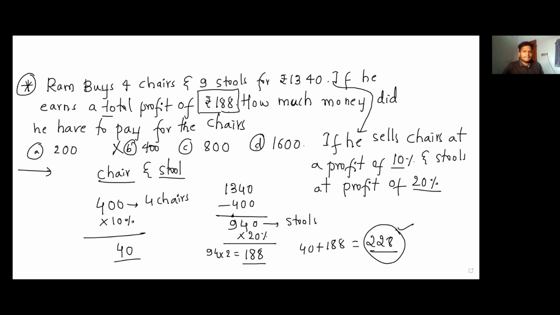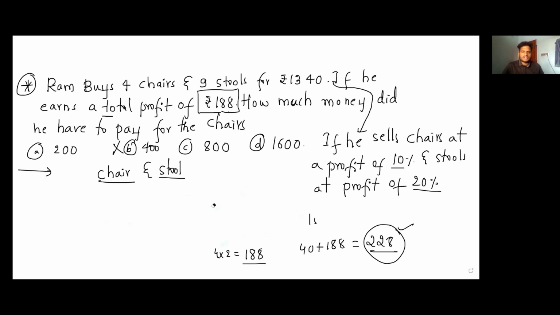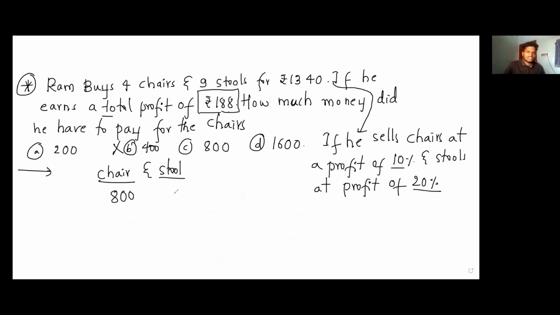Understanding what we are doing here? We are assuming the options. We assumed 400 as the option. That is wrong. Now let us assume the next option. Let us assume 800 and solve the question, and find out the profit using the same method. If 800 is given for chairs, stools will be 1340 minus 800. What is 13 minus 8? 5. So 540. Correct?